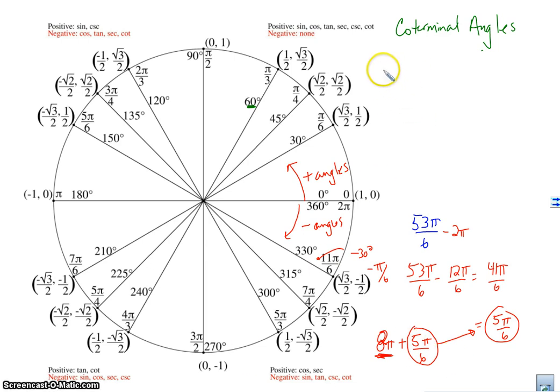Okay, so let's say I have something like negative 121 pi over 3. Obviously here I'm not going to go and keep adding 6 pi over 3 every time. That's going to take me forever. So what I'm going to do is I'm going to divide this. 121 divided by 3 is going to give me 40, with a remainder of 1.